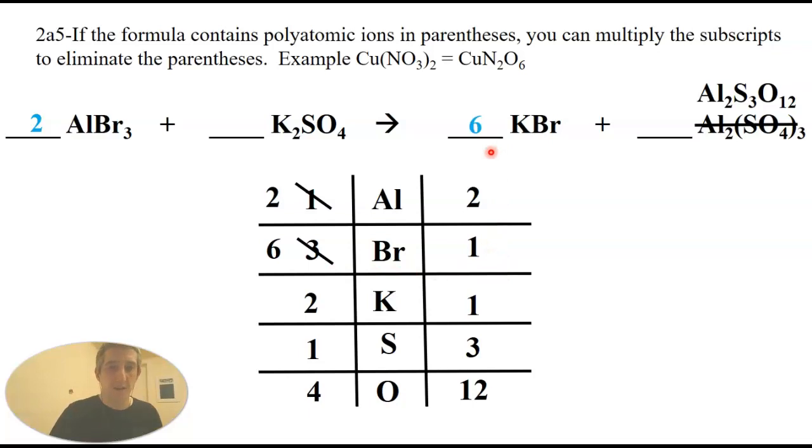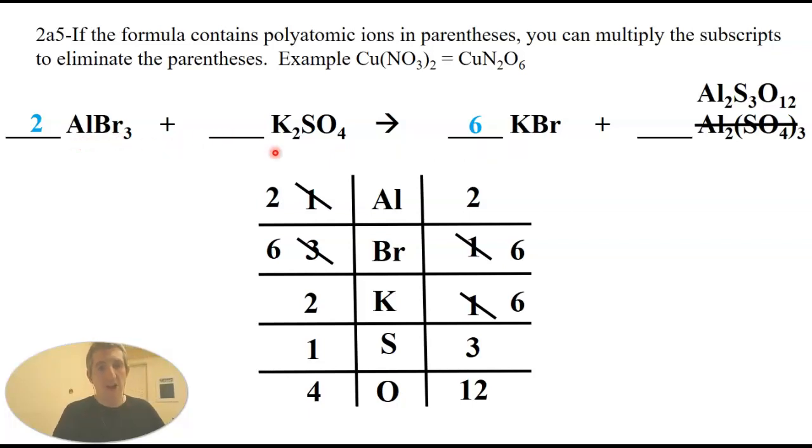So I'm going to put a 6 there, because that 6 is going to go to the potassium and the bromine, those coefficients. So now I update my numbers. I no longer have 1 bromine, I have 6. I no longer have 1 potassium, I have 6. And now I'm going to keep going. Again, focusing left to right.